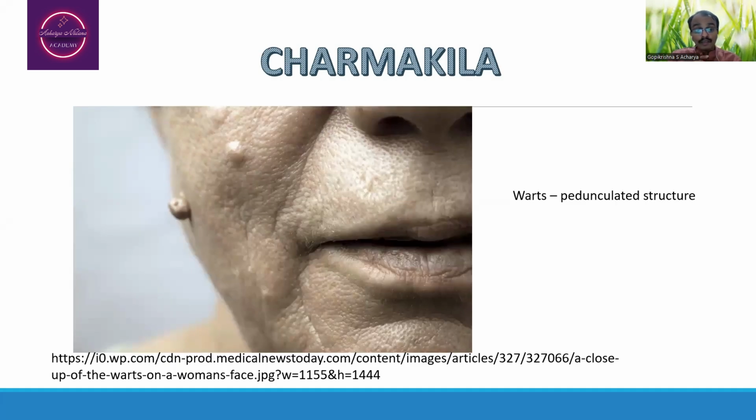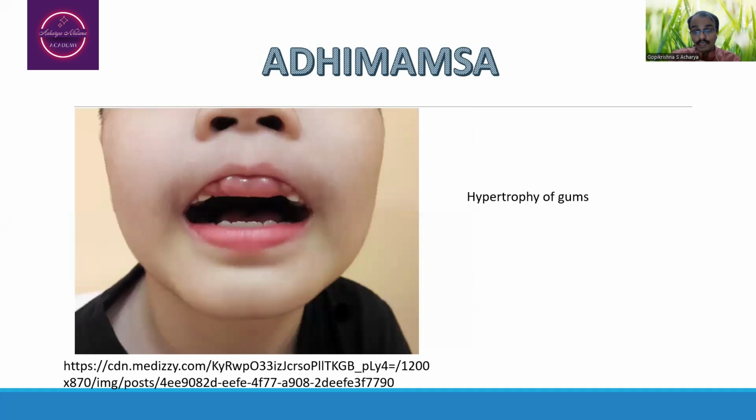Here, we are going to say that there may be a possibility of pedunculated structure. So that means it will be having the peduncles which will be connected with the swelling as well as to the skin. What we can say, the charmatila. Here, adhimamsa, there may be a possibility of hypertrophy of the gums as such. Here, there may be a possibility of rakta as well as mamsa dhatu affliction we can observe.